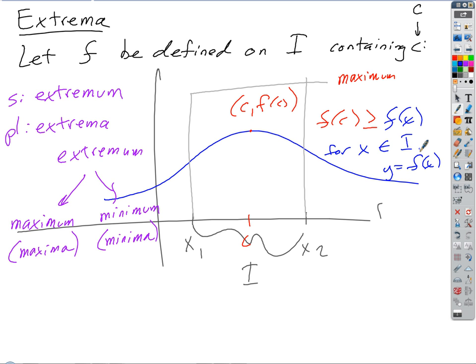What if this is the absolute biggest value on that interval? Now we could have a couple different pictures arise here. We could do stuff like this. Let me draw a couple pictures to help illustrate this.